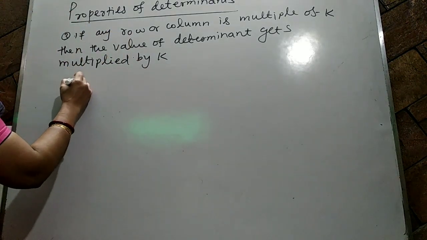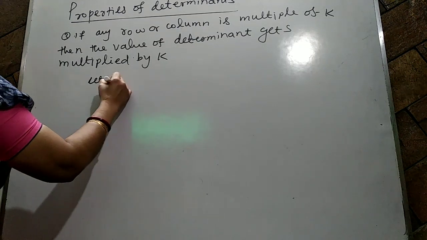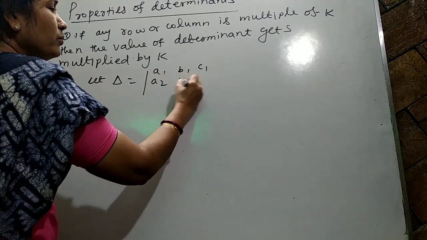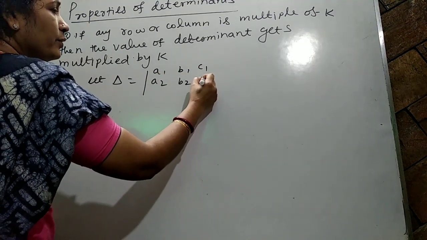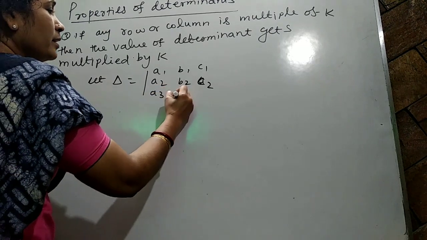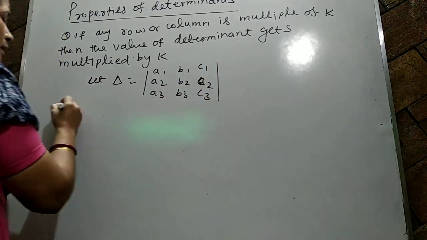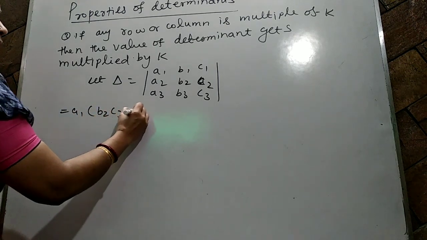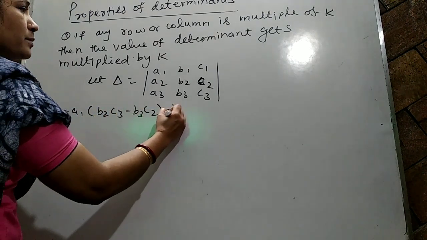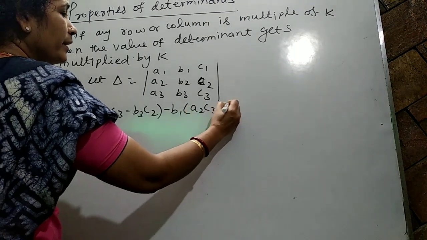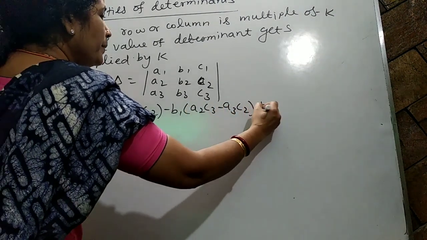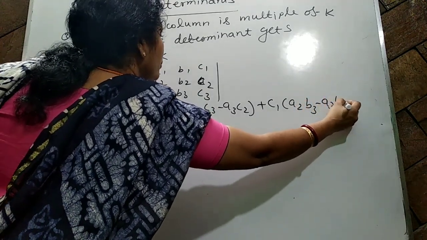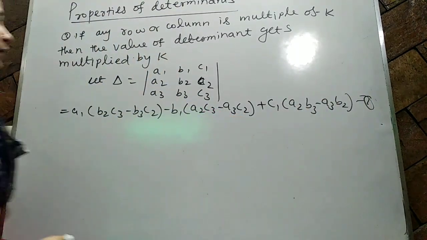Now let me give the proof. Let delta equal to the determinant with rows A1, B1, C1; A2, B2, C2; and A3, B3, C3. If I open this, expanding using R1, that is equal to A1 into (B2C3 minus B3C2), minus B1 into (A2C3 minus A3C2), plus C1 into (A2B3 minus A3B2). Okay, fine. That is equation number 1.